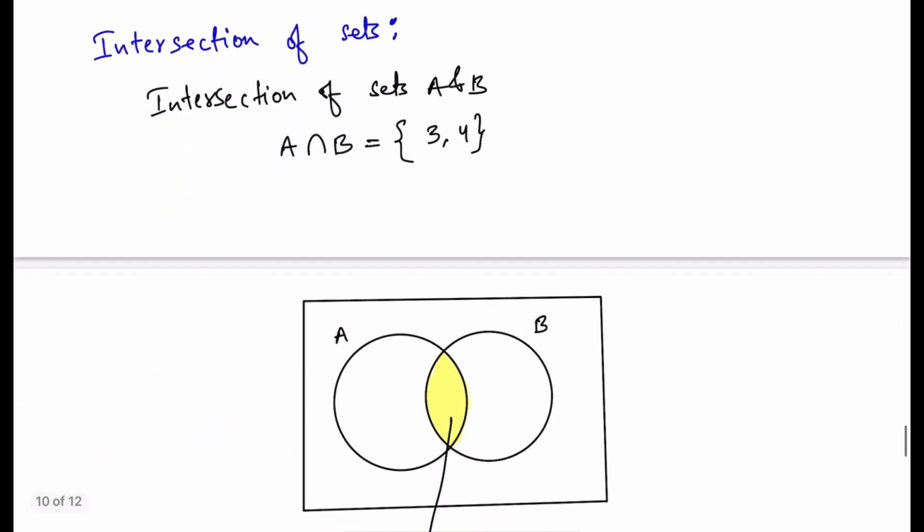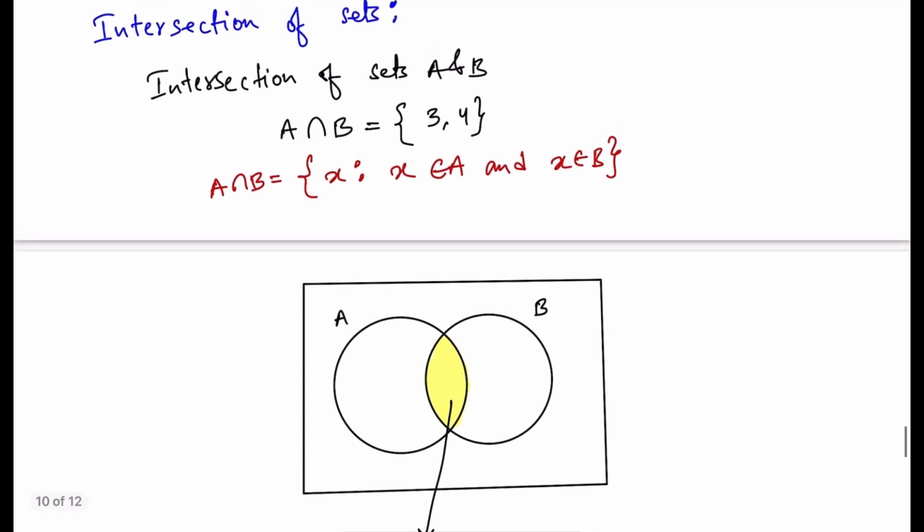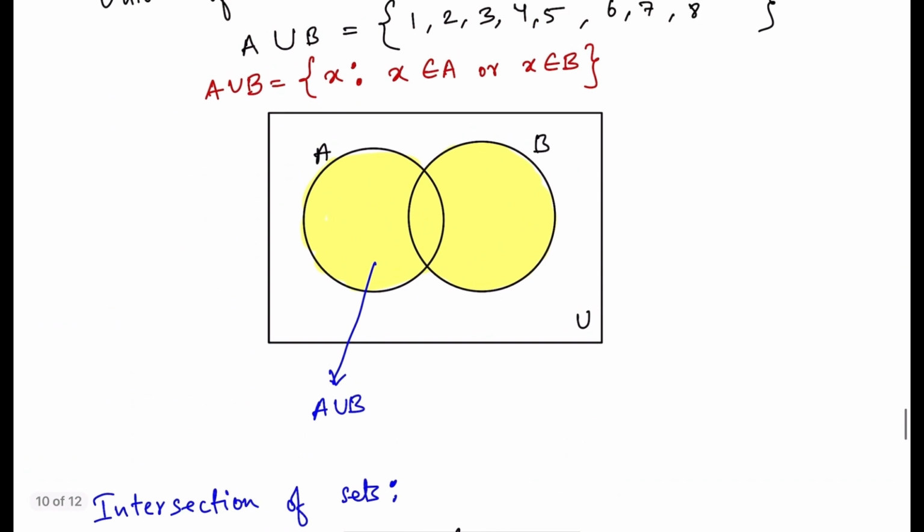Similarly, we will write the set builder form for the intersection of sets A and B. So for intersection, we will write x such that x belongs to A and x belongs to B. See, why have I used "and" here? Because whatever elements are in the intersection belong to both sets.